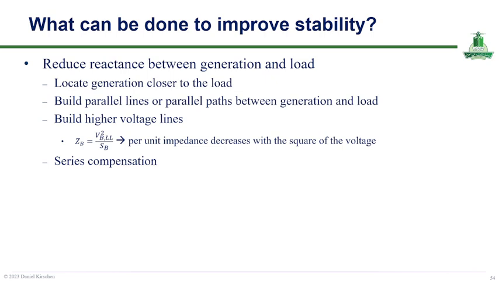So since the base impedance in the per unit system is proportional to the square of the voltage, increasing the voltage level significantly reduces the per unit impedance. And another important technique is series compensation, which decreases the effective line reactance and further enhances power transfer capability and system stability.